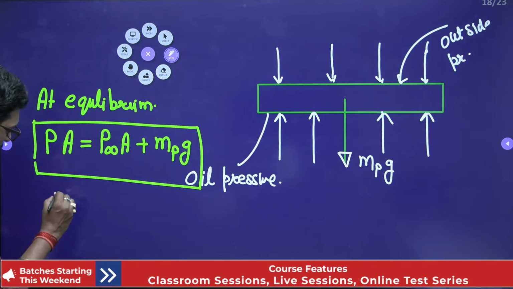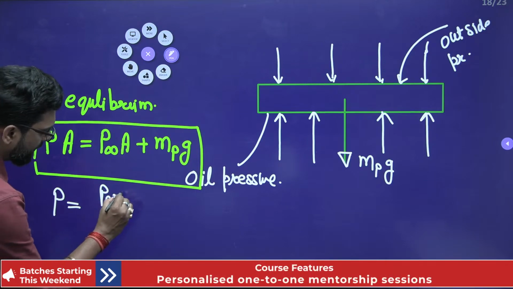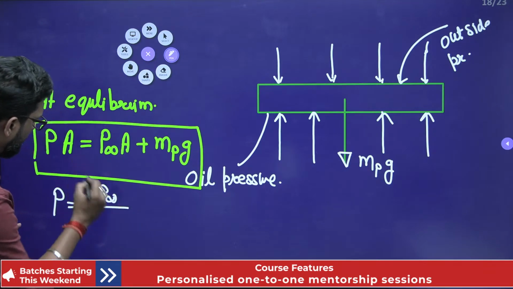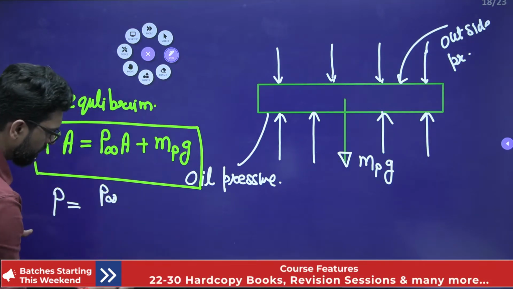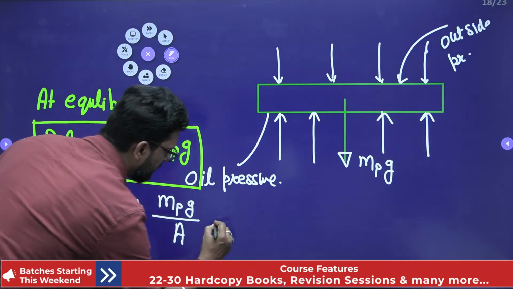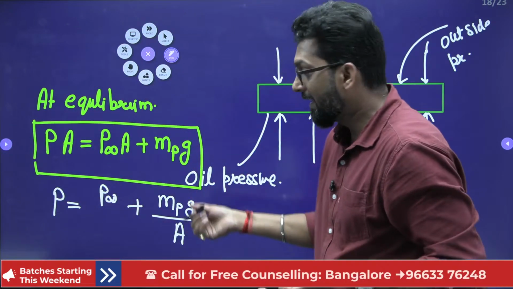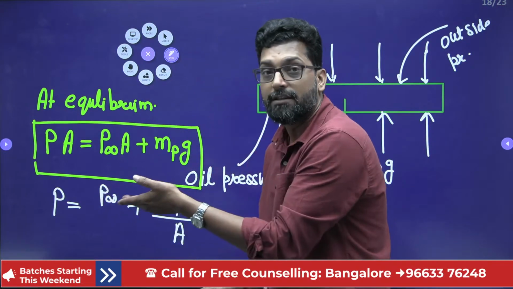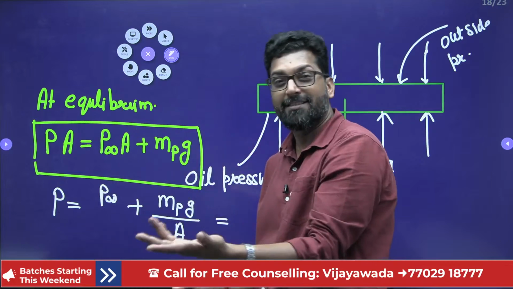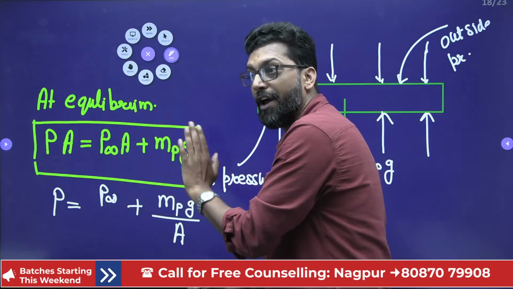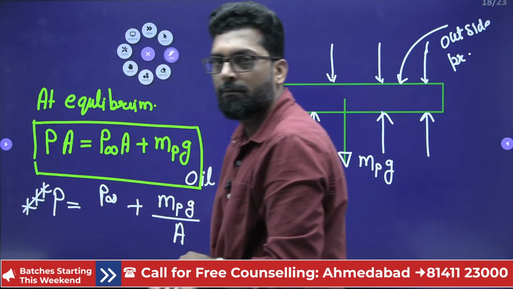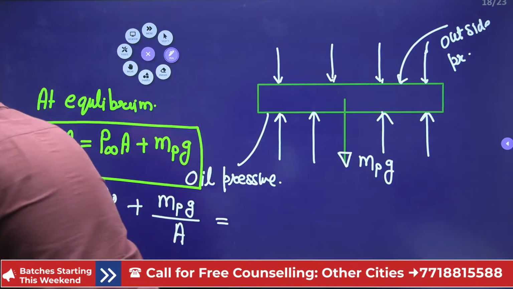So from here, we can easily find P equals P infinity A divided by A, that is P infinity, plus mass of the piston into g divided by A. Put all these values. See beta, sometimes students make a mistake here. Why? Because there are units. This A is sometimes in mm square, and pressure is sometimes in kilopascal, megapascal. So be very careful in that calculation. This is where you can make a unit mistake.